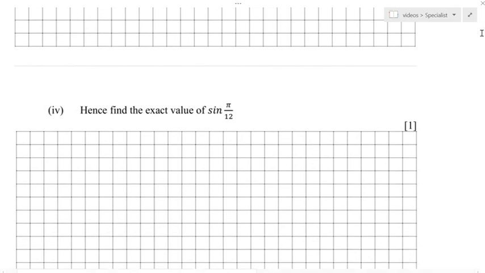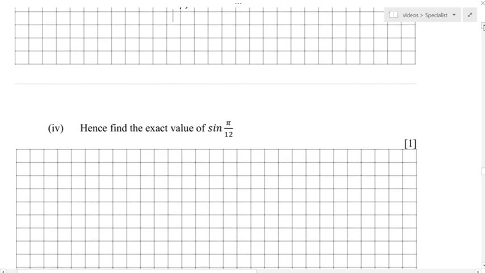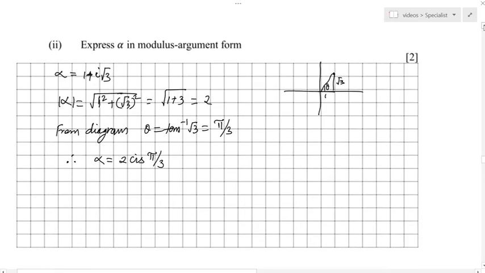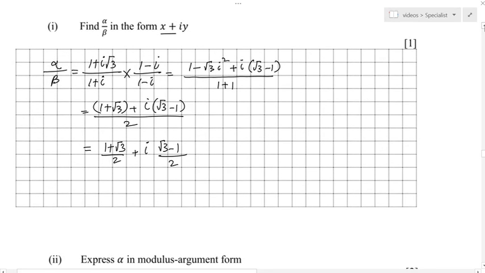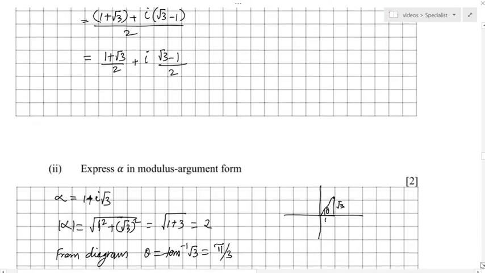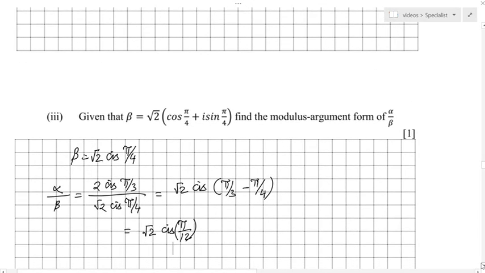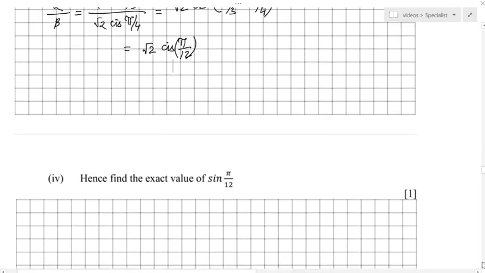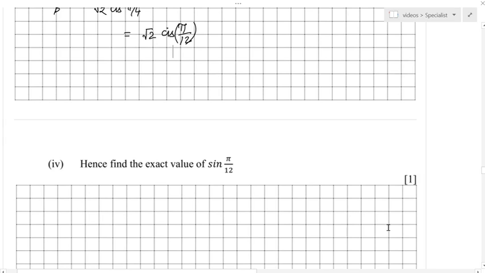So we need to take a look here that, if you look at part A, we found alpha over beta is equal to this here, and in part 3 we found that alpha over beta is equal to root 2 cis pi over 12. So both are alpha over beta, so we can equate these values. Okay, so let's start again.